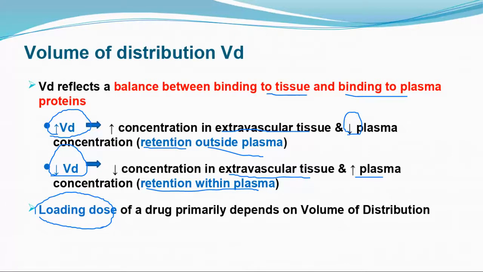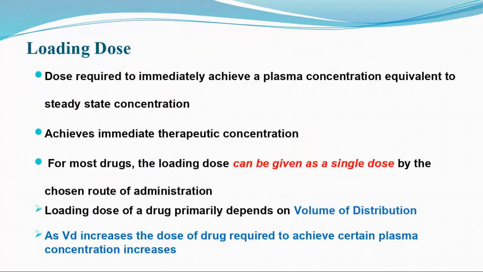اللودنج دوز الدوز اللي مطلوبه عشان توصلني للثيرابيوتيك ليفل او الستيدي ستيت ليفل اوف ذا دراج. تمام. اللودنج دوز mainly depends على الفوليوم اوف ديستريبيوشن. يبقى تاني الفوليوم ديستريبيوشن دي hypothetical. تمام. بتفيدني انها بتديني البالانس ما بين البايندينج اوف ذا دراج to the plasma protein and binding to the tissue. تمام. هتأثر لي على اللودنج دوز. ايه هي اللودنج دوز؟ اللي هي الدوز that is required to achieve the plasma concentration equivalent to the steady state concentration. ايه هي الستيدي ستيت؟ زي ما قلنا لما بناخد الدراج.